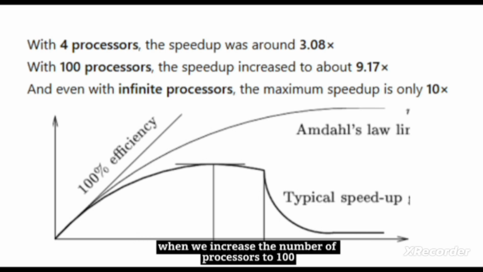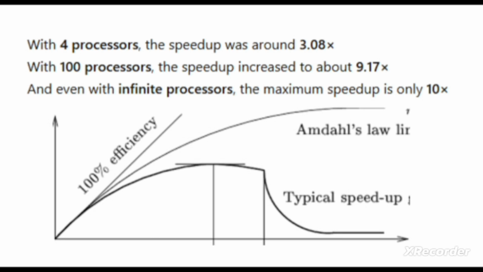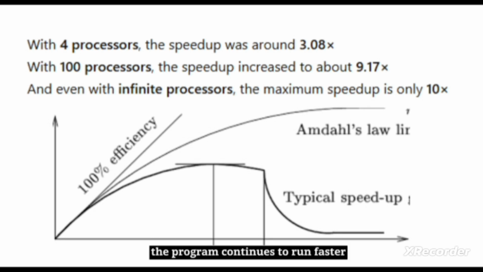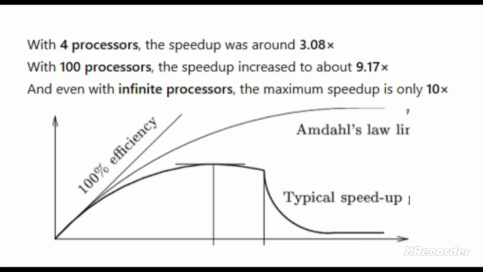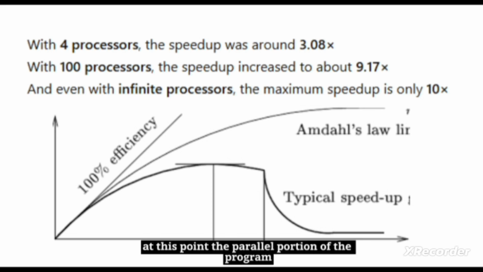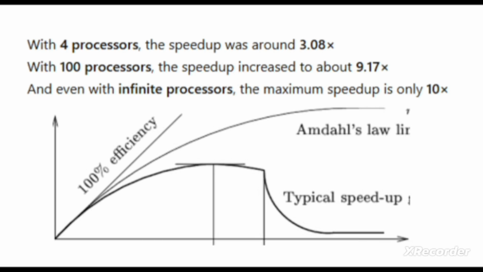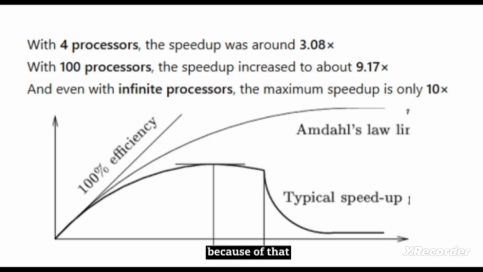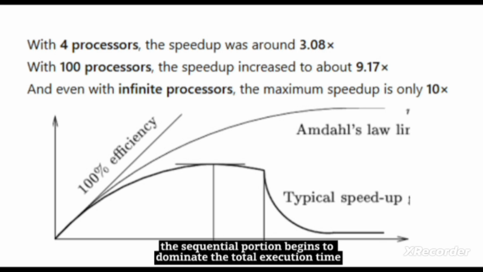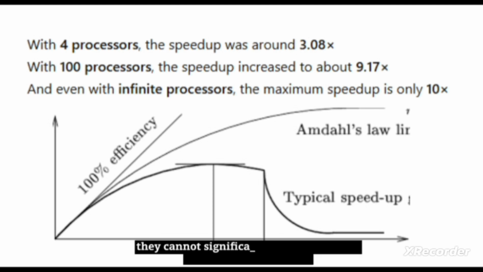When we increase the number of processors to 100, the program continues to run faster. However, the improvement becomes less dramatic compared to the earlier increase. At this point, the parallel portion of the program is already being processed very efficiently. Because of that, the sequential portion begins to dominate the total execution time. This means that even though more processors are available, they cannot significantly reduce the total running time anymore.